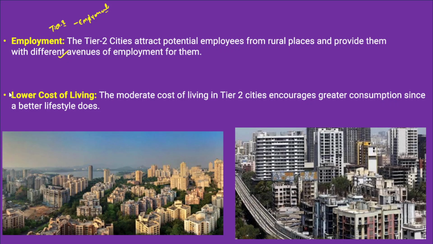Now, if you look at the cost of living in these tier 2 cities, it is considerably low when you compare it with the tier 1 cities. Therefore, it has been further giving a fillip to greater consumption, because of the changing lifestyles of the people. They have more disposable income and less cost of living, and this has been giving further fillip to the consumption by the middle class populations.